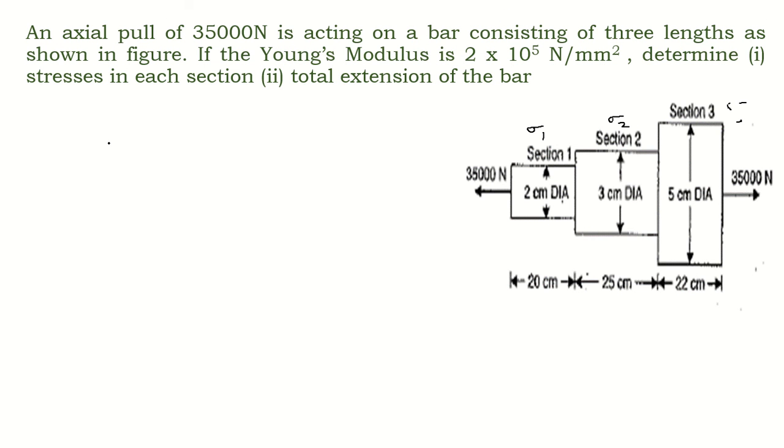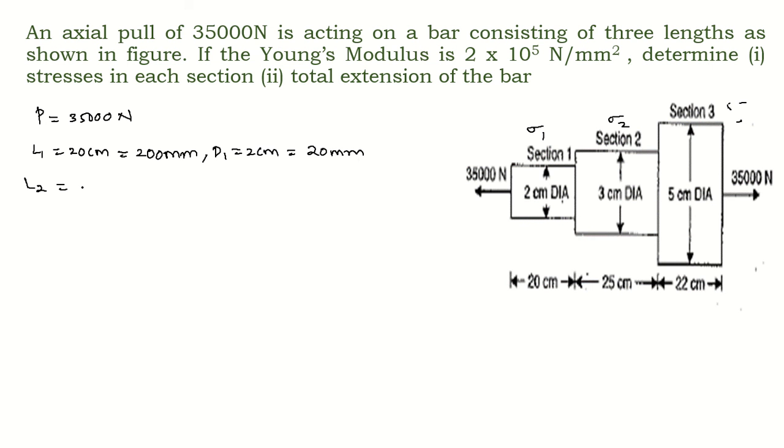So first let's write the given data, all of you. So first P is how much? 35,000 Newton. Let it be like this. Next we have L1, which is 20 centimeters. Let's convert this into mm better. So into 10. Okay. So it is simply 200 mm. Similarly, what is D1? 2 centimeters. Again we will convert this into mm, which is 20 mm.